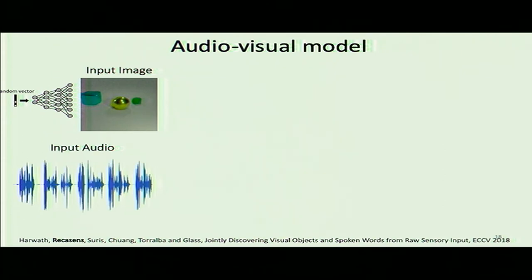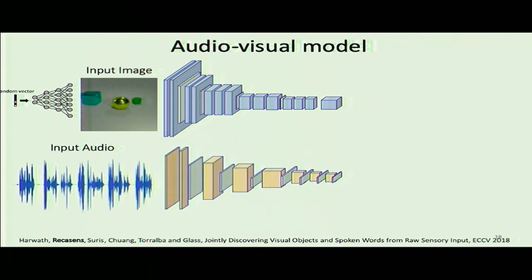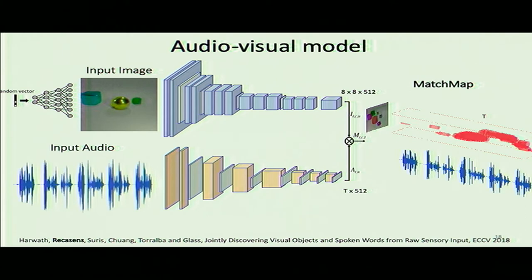So essentially, we're going to pass the input image through a fully convolutional network. We're going to pass the input audio through a fully convolutional network. And now what we get is an 8x8x512, which is the feature dimension, in the output of the image side, and then time, so the number of timestamps times 512s in the audio side, so we can do a dot product of these two things, and what we get is a similarity map.